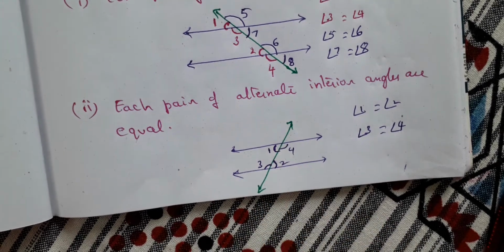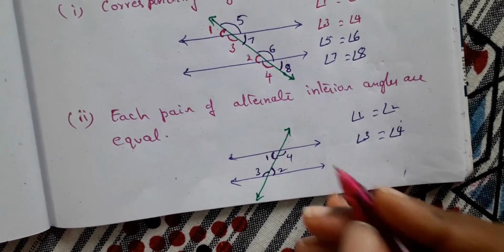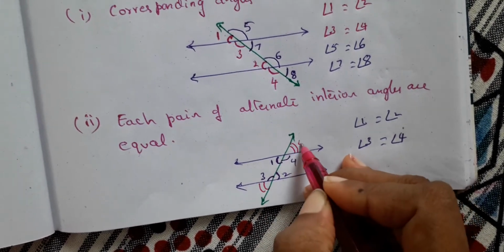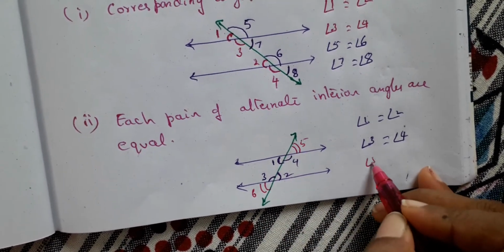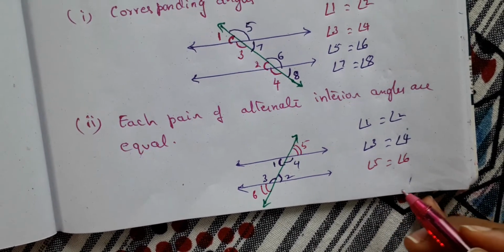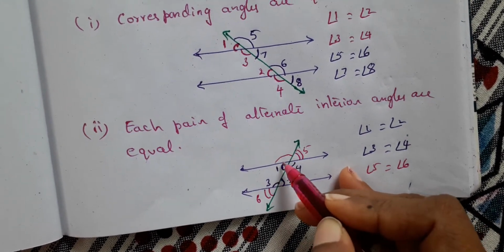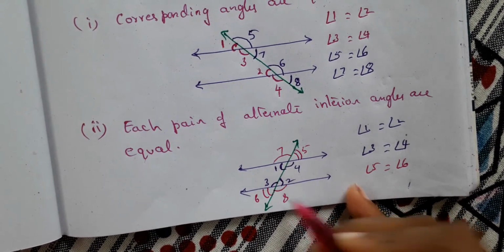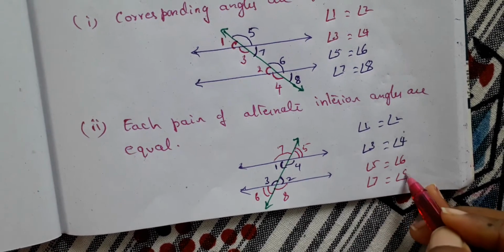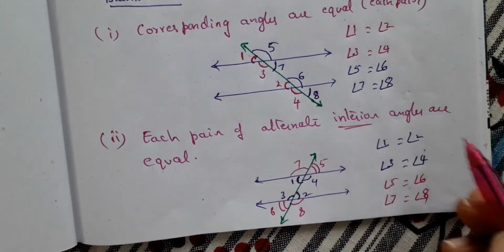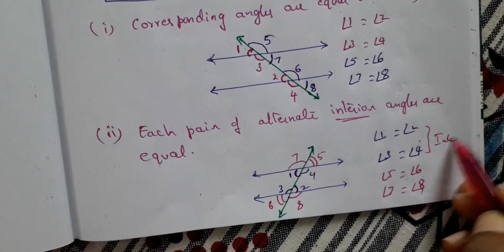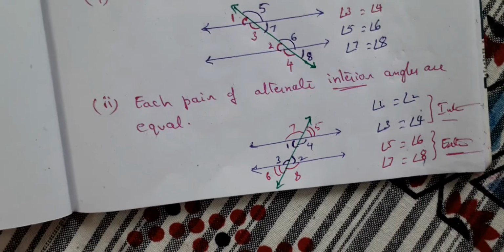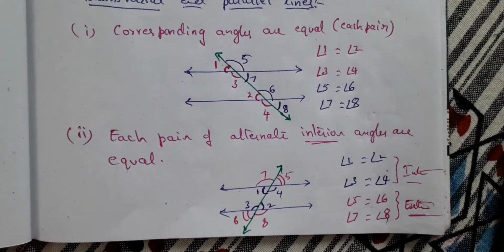Obviously, here though we didn't mention, but you can see that alternate exterior angles are also equal. This angle is equal to this angle. So, that is 5, 6. So, I am writing for that also. Angle 5 is equal to angle 6. And now this one, angle 7 and angle 8. So, angle 7 is equal to angle 8. So, this is for interior angles. These two are interior. These two are exterior. Alternate interior and exterior angles are equal.